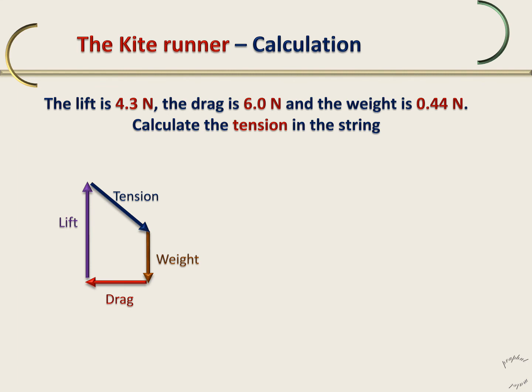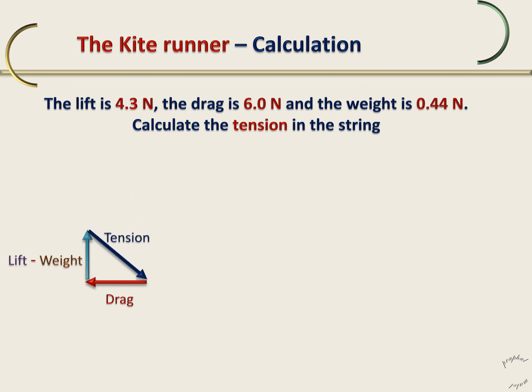What you can see is two forces are exactly opposite to each other, the lift and the weight. So easily you can combine lift and weight. You can subtract lift minus weight and get a single vector. The single green vector represents lift minus weight. Now it's a right triangle, so you can easily apply Pythagoras theorem. The values are given, drag force is given as 6, and when you calculate lift minus weight you will get 3.86.